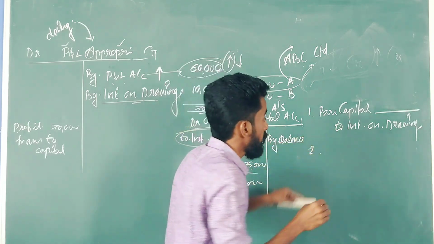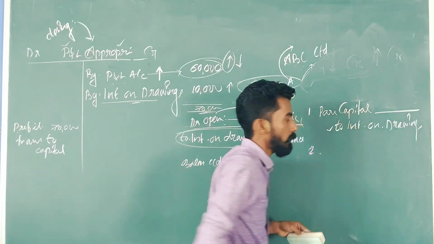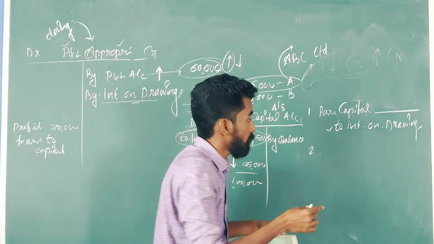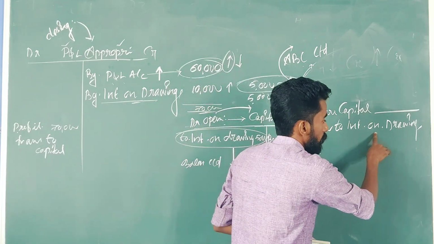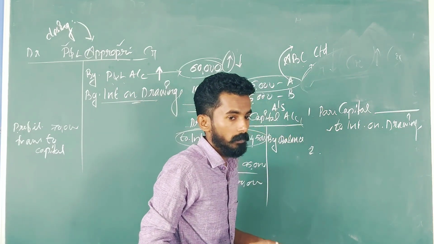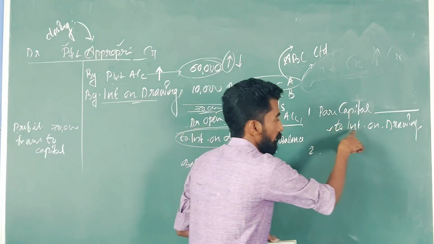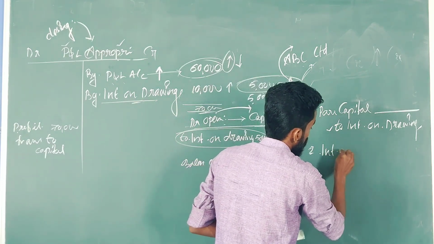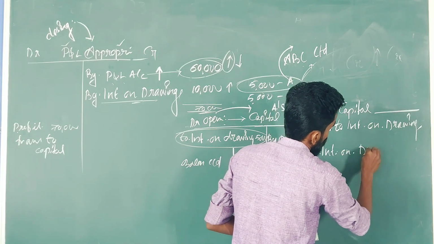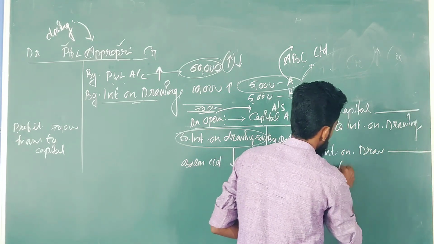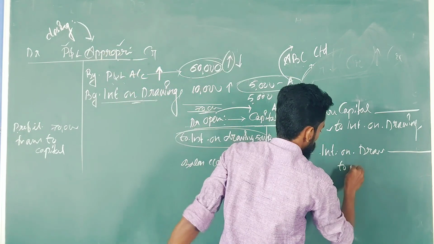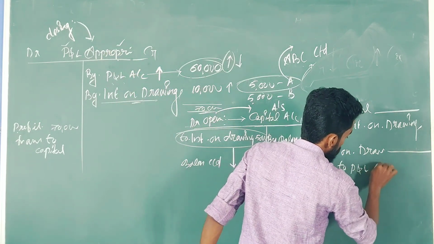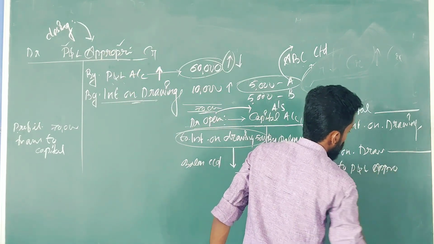Then what is the closing entry for interest on drawings? First of all, we have already credited interest. When we want to transfer, that means close, interest on drawings, what is the closing entry? The credited interest on drawings we need to debit. So the entry will be: interest on drawings account debtor to P&L appropriation account.